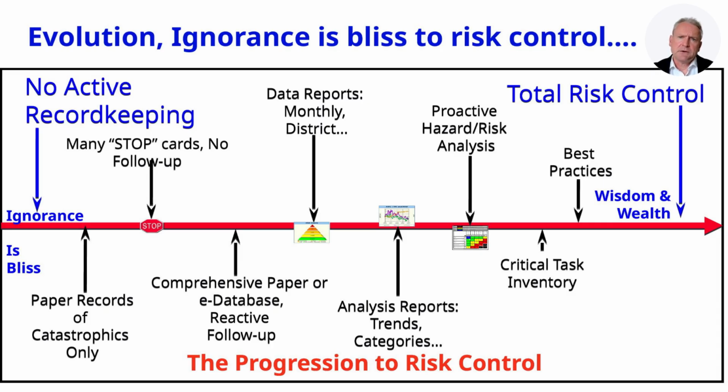We begin with paper records of catastrophics only. In this earlier stage, only the most serious accidents, such as blowouts or fatalities, were recorded. Minor incidents or near misses were ignored, meaning valuable lessons were lost.